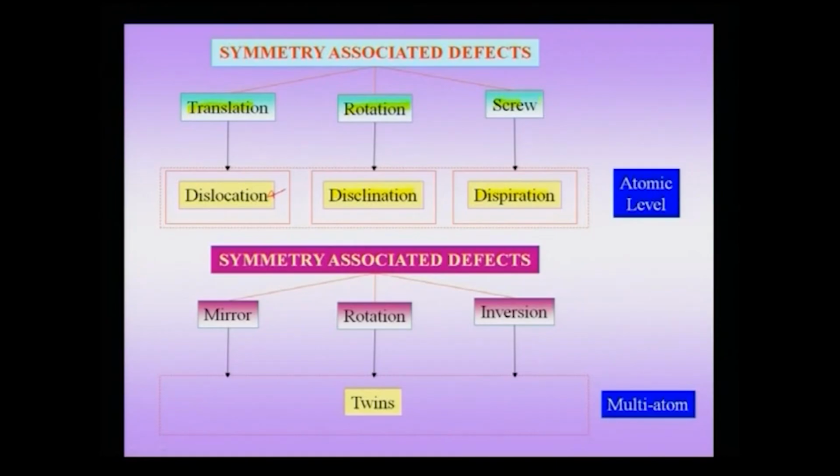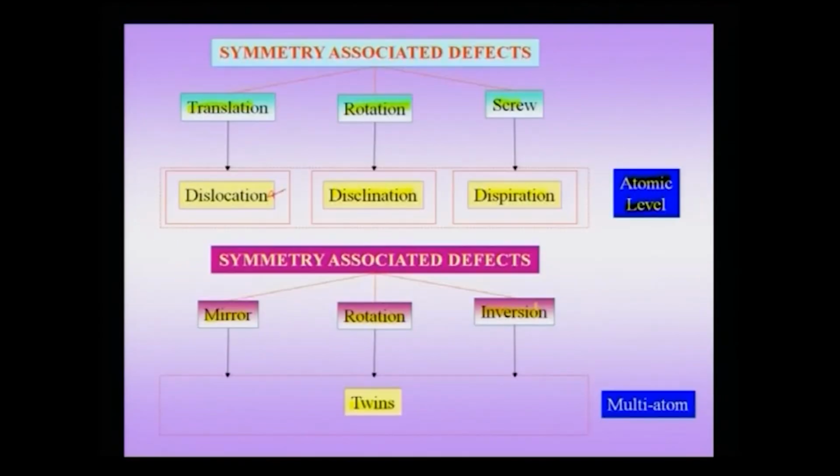And this is of course thinking of symmetry associated defects at an atomic level. At a larger level, the macroscopic multi-atom level, we can think of twins being associated with certain kinds of symmetries, like we can have mirror twins, we can have rotational twins, and also we can have inversion twins. We will see certain schematic examples in coming slides of mirror and rotation twins.